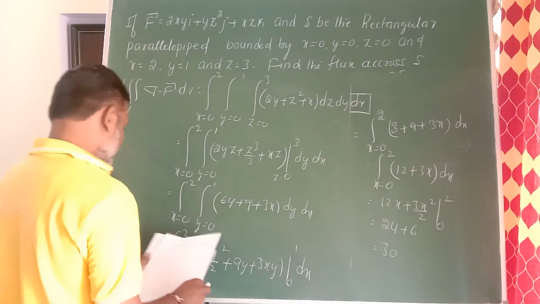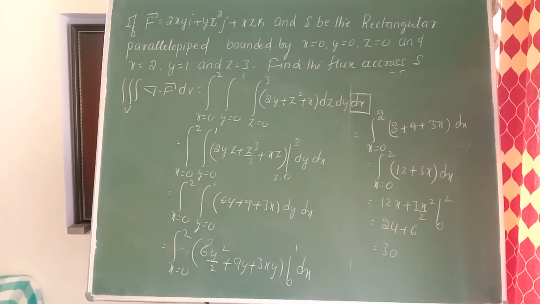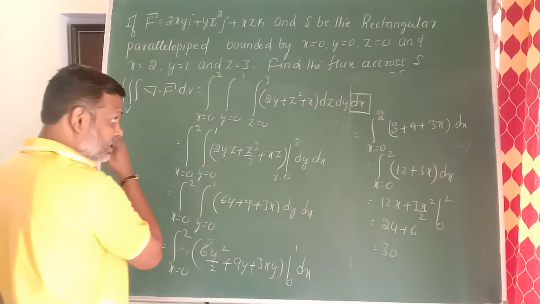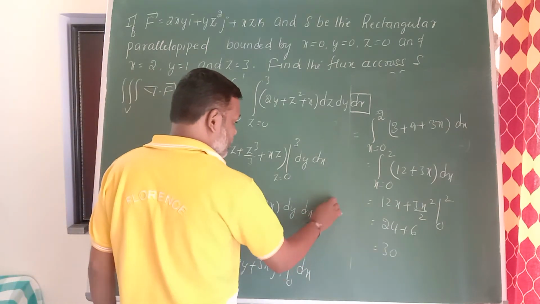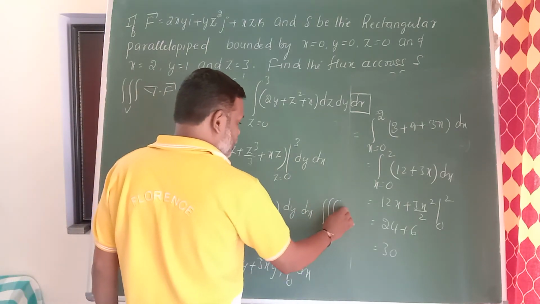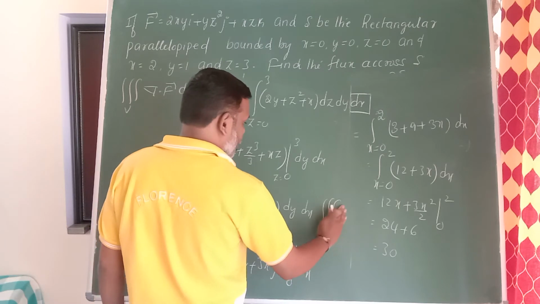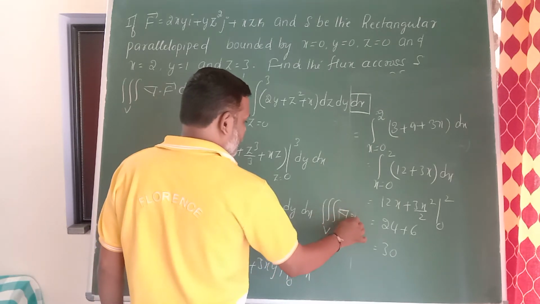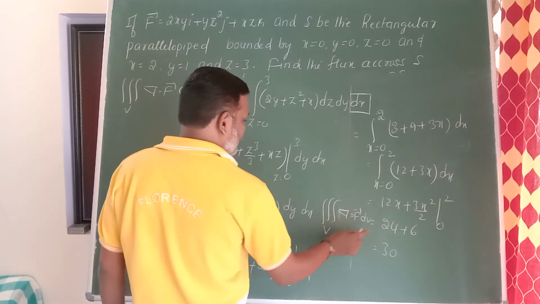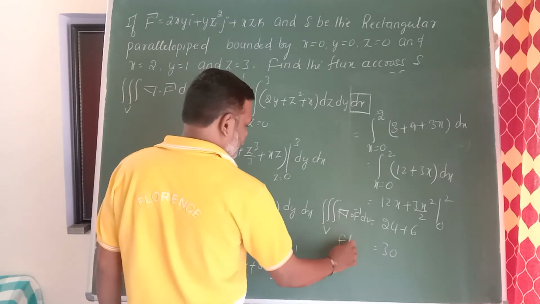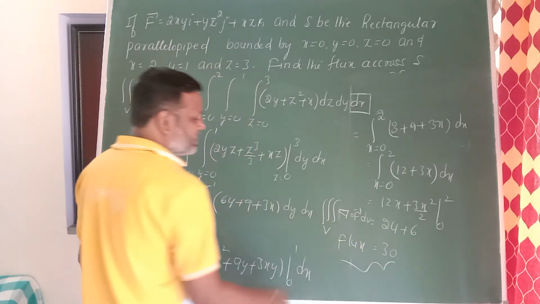So I think that is equal to 30. That's fine. So this is nothing but the volume integral over V of del dot F into dV. This is nothing but flux. Therefore, flux is equal to 30 units.